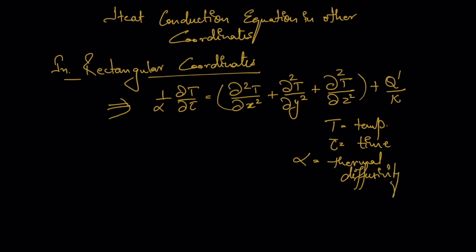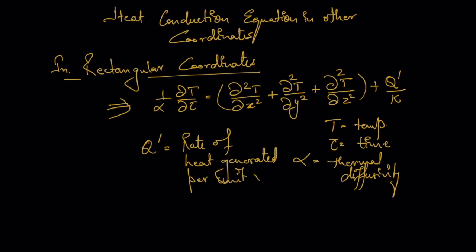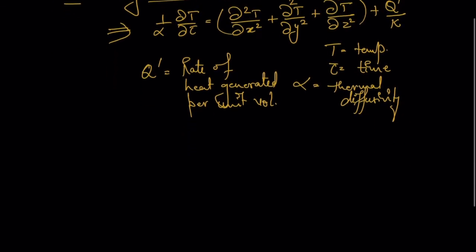and q dash is the rate of heat generated per unit volume. Okay, so this we have seen in the last class.